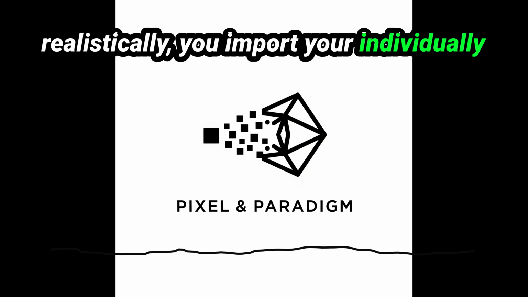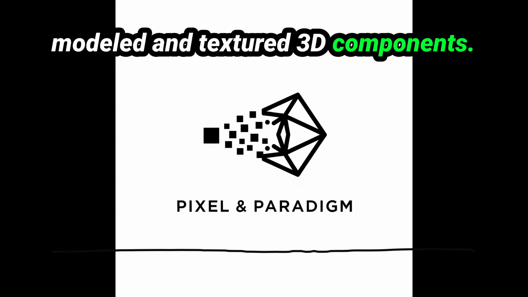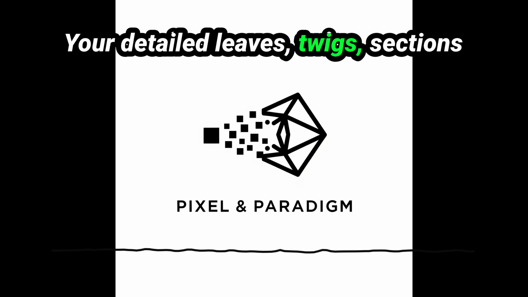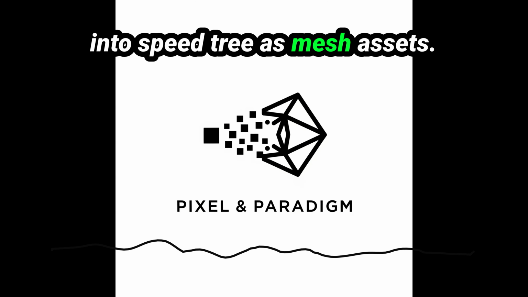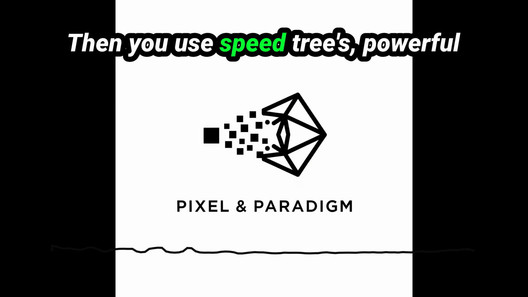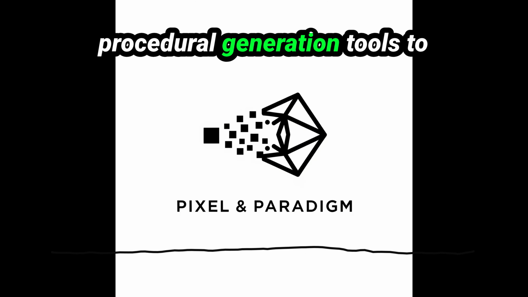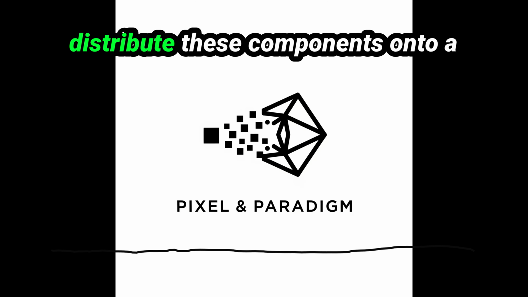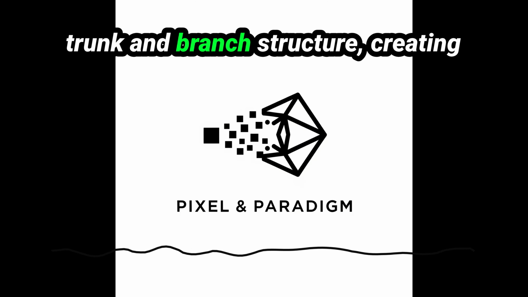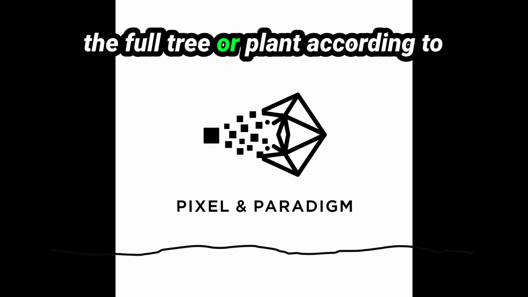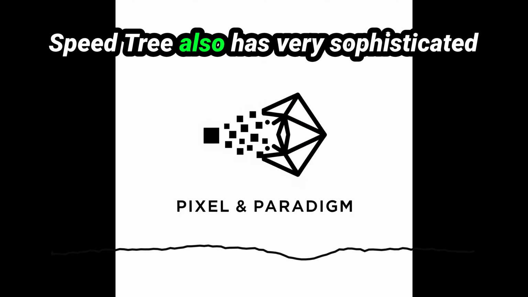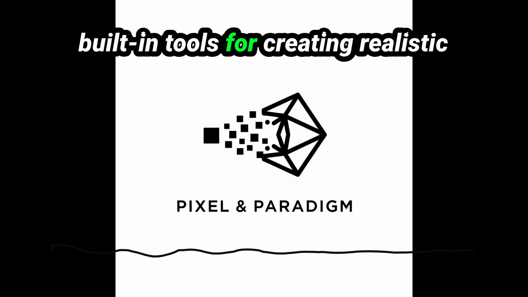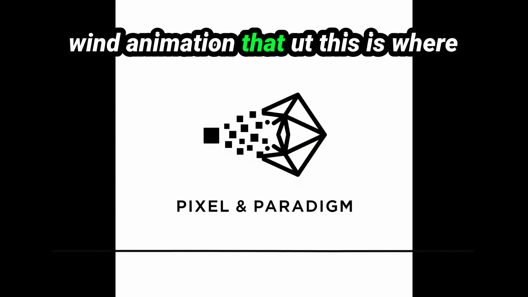You import your individually modeled and textured 3D components, your detailed leaves, twigs, sections of bark, flowers, fruit, etc., into SpeedTree as mesh assets. Then you use SpeedTree's powerful procedural generation tools to automatically grow, arrange, and distribute these components onto a trunk and branch structure, creating the full tree or plant according to botanical rules and parameters you set. SpeedTree also has very sophisticated built-in tools for creating realistic wind animation.